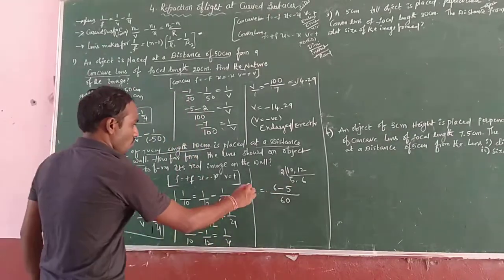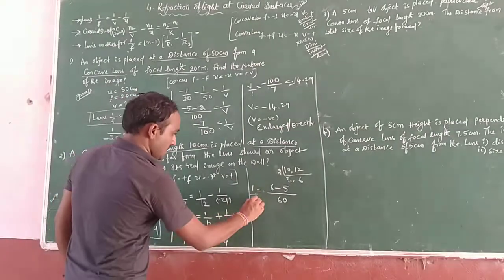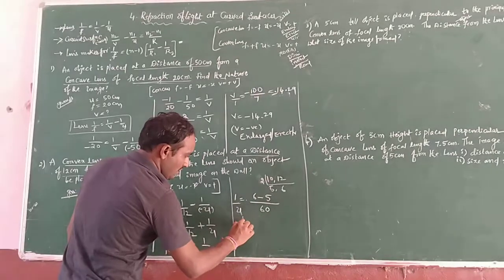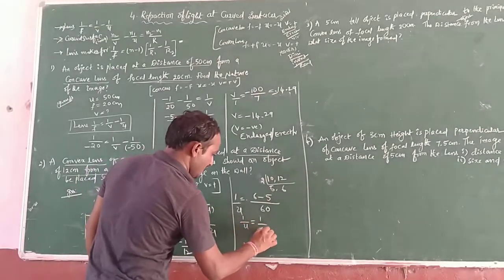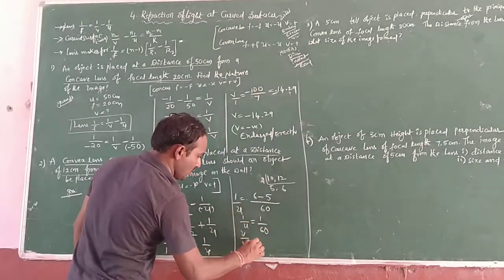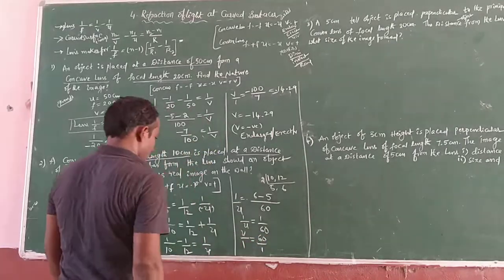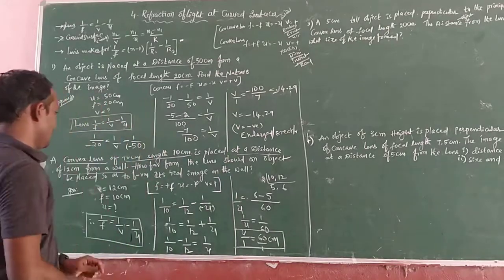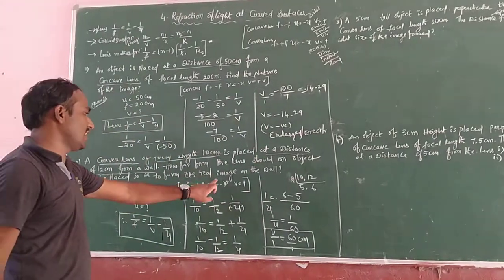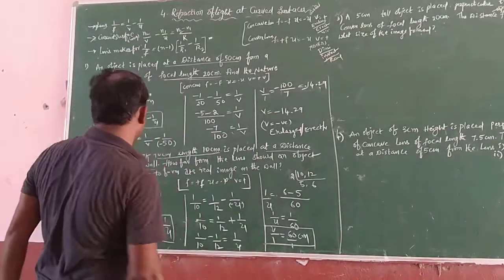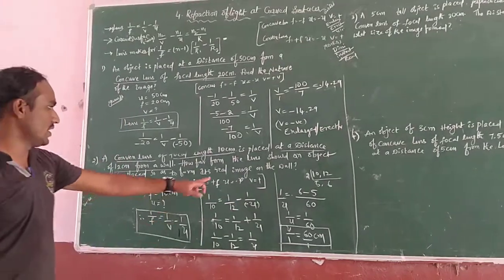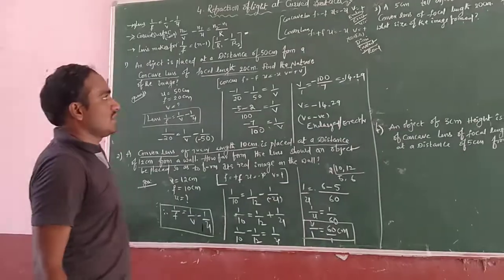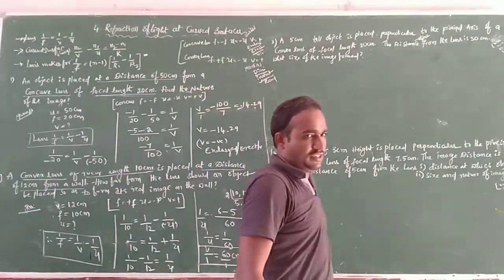So here 1/u = (6 - 5)/60, which is 1/60. Taking the reciprocal, u = 60 centimeters. So the object must be placed at 60 centimeters to form a real image on the wall. U is equal to 60 centimeters. Now let's go to the next problem, number 3.